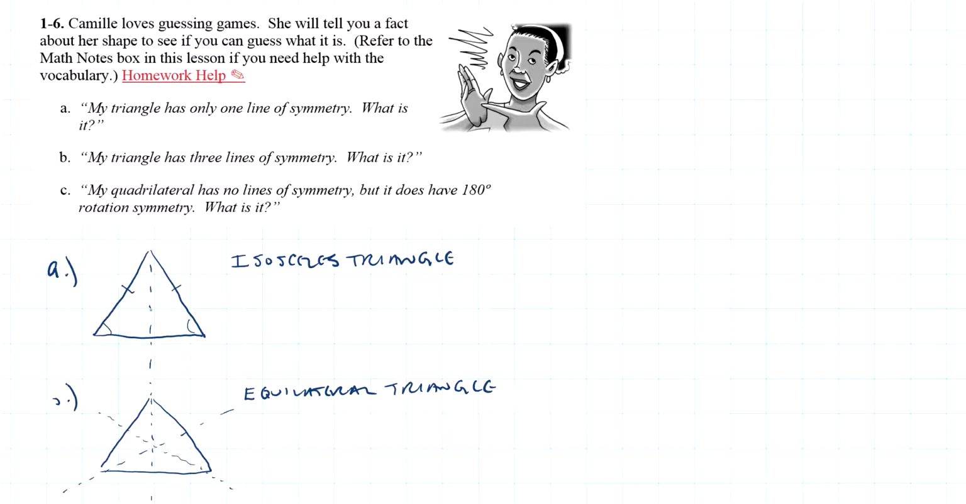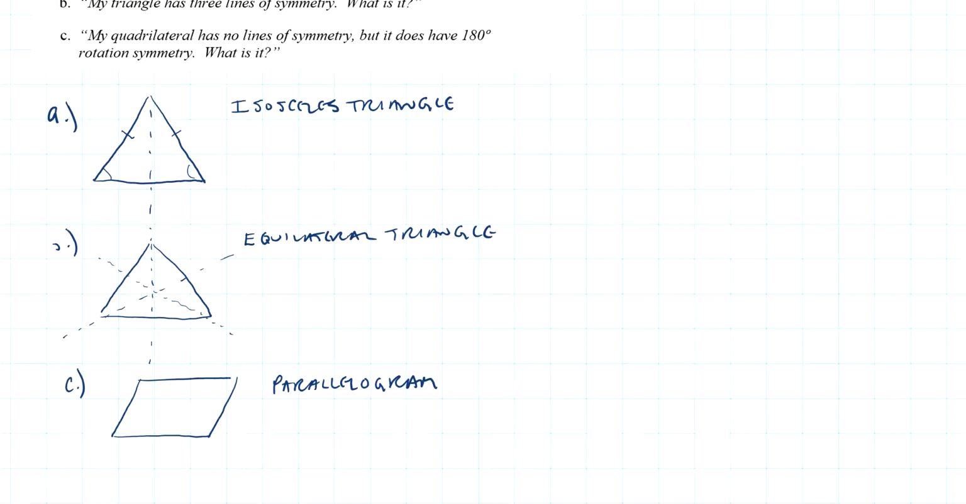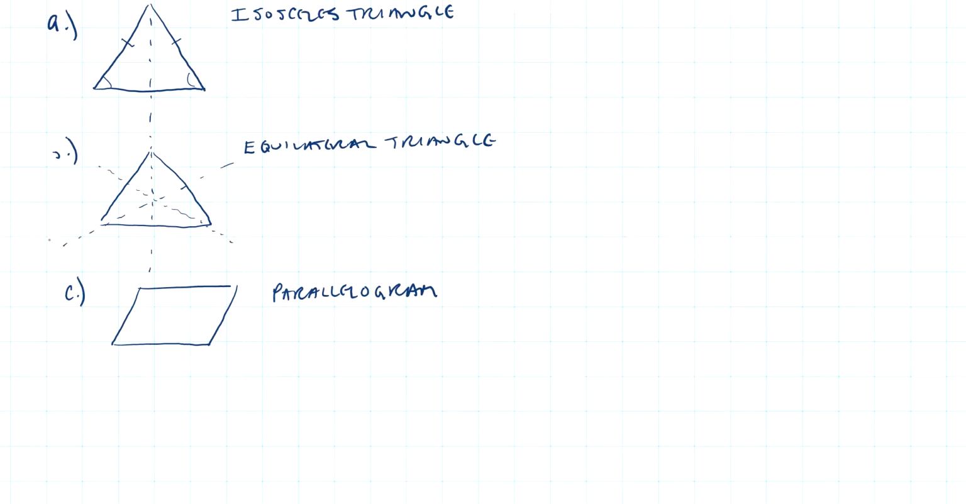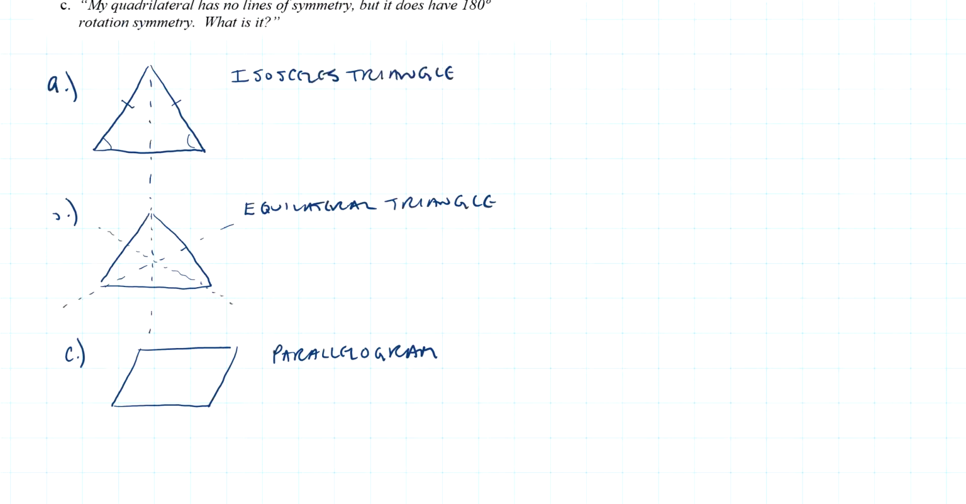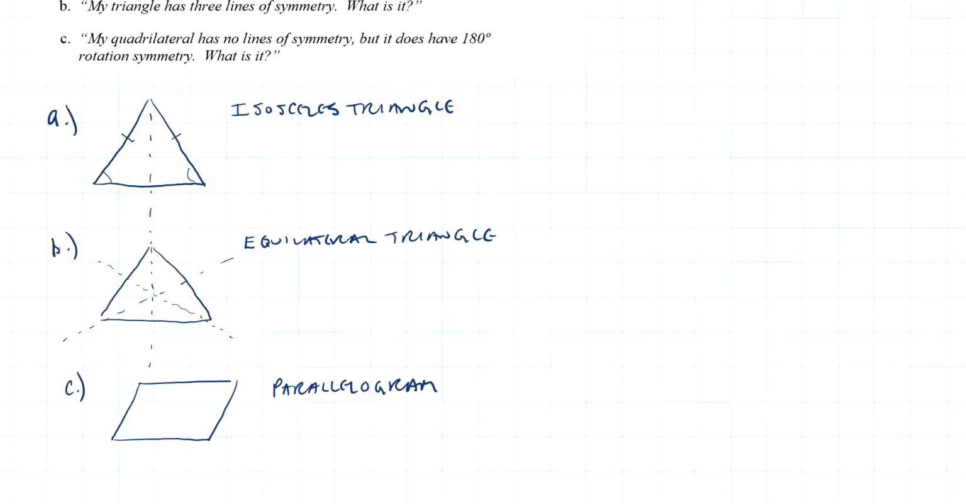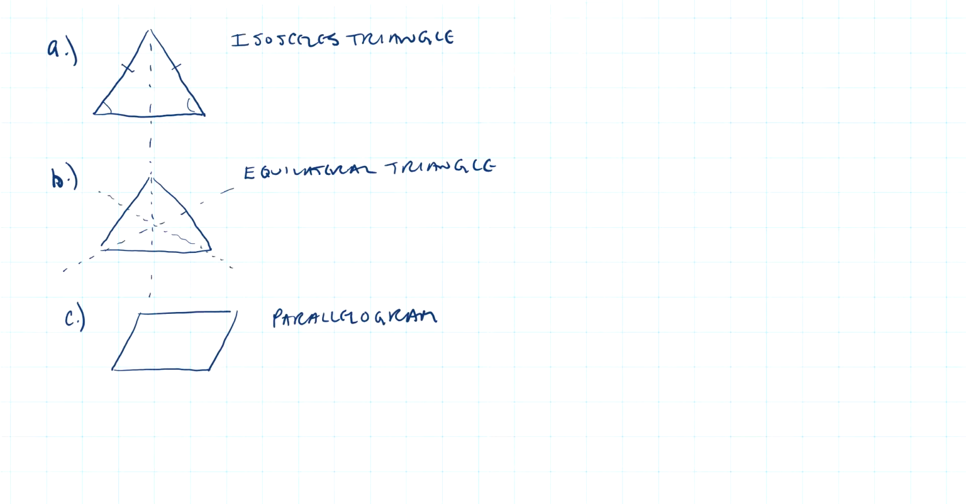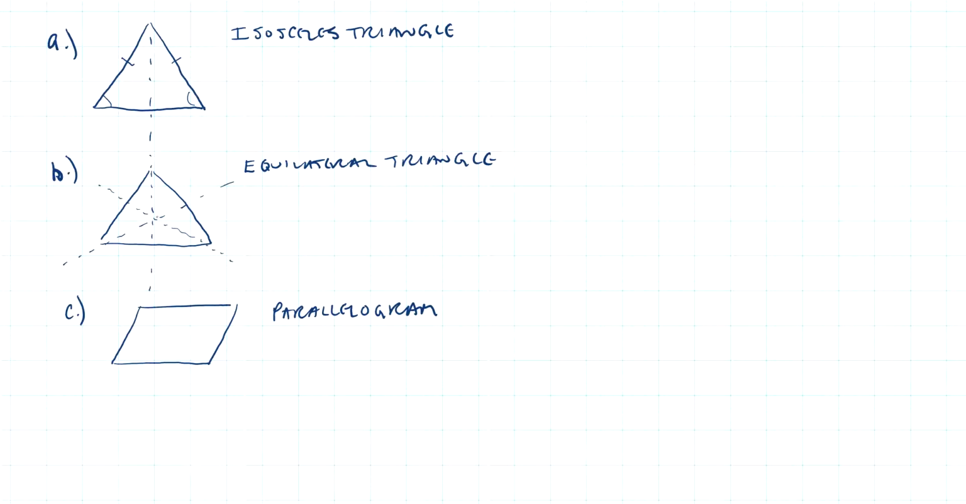So that's A. For B, it says my triangle has 3 lines of symmetry. What is it? Okay, so again, I draw a triangle. This is B, by the way. I don't know why it keeps doing that. Just going to get used to that. Okay, so this is B, and it says it has 3 lines of symmetry.